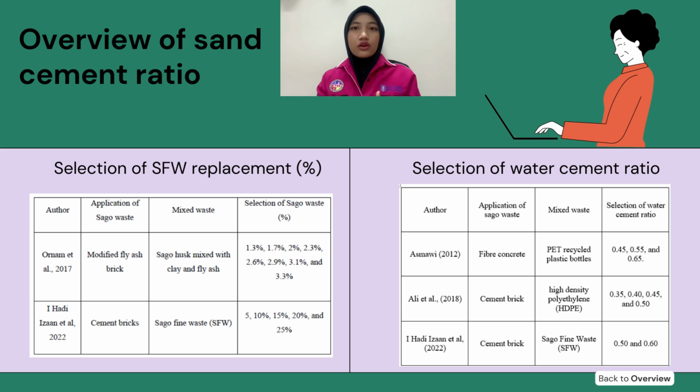Okay, for the selection of water cement ratio, the water cement ratio is the most important component in influencing the strength and workability of bricks. Based on the findings of different authors, a water content of 0.5 and below is better when replacing sand using waste such as RCA, PET, and HDPE. But in the different case of SFW, the selection of water cement ratio for the additive SFW is 0.6, which is much better due to the properties of sago fine waste, whose water absorption is high, to replace cement in manufacturing cement bricks.